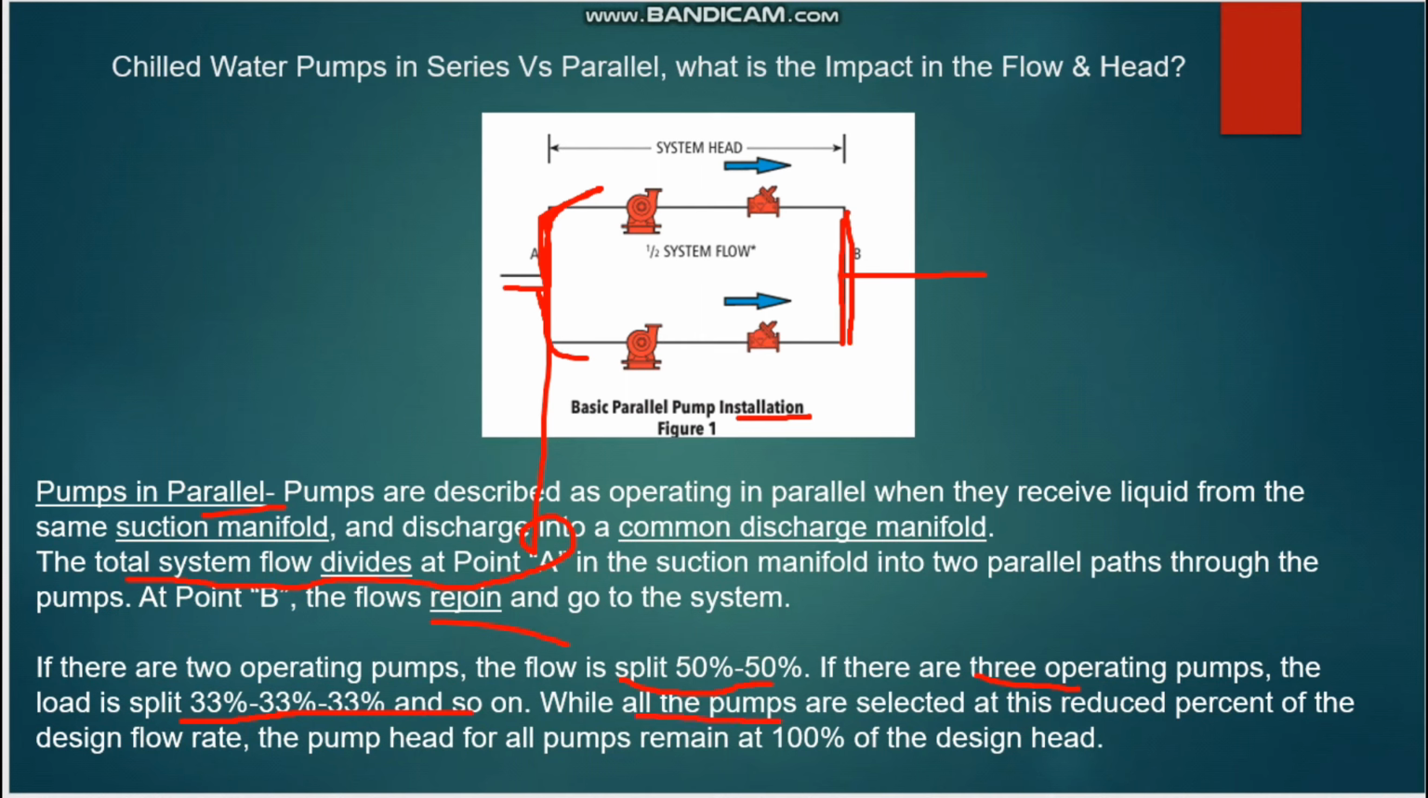So all the pumps are selected at this reduced percentage of the design flow rate, but the pump head remains at 100% of the design head. Okay, pump head will not change. The flow we can change, like 50-50 or a different percentage based on the number of pumps.